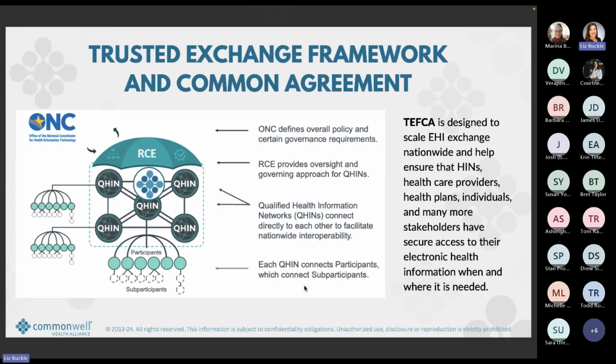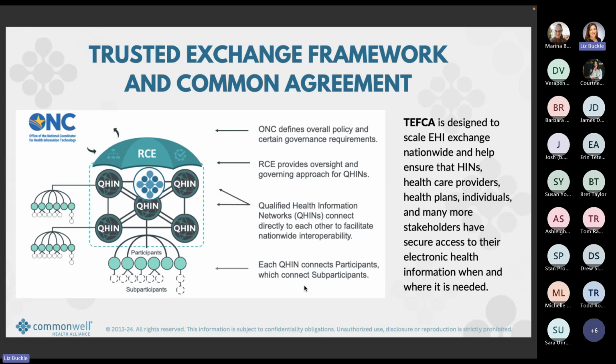So we've talked about TEFCA. I've thrown the word out, TEFCA. I've thrown the QHIN word out a little bit too. But what is that? TEFCA is the Trusted Exchange Framework and Common Agreement. And this is a depiction of what the structure is. TEFCA comes from the 21st Century Cures Act, which mandates that the ONC, the Office of the National Coordinator, defines a trusted exchange framework for clinical data exchange to scale electronic health information.